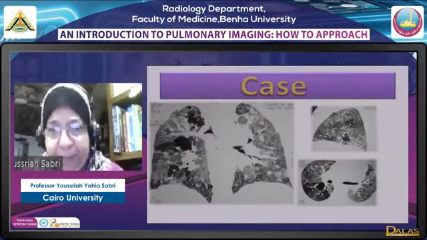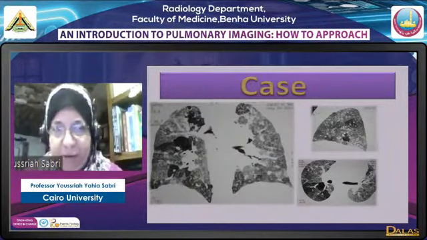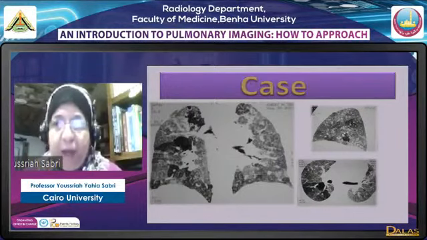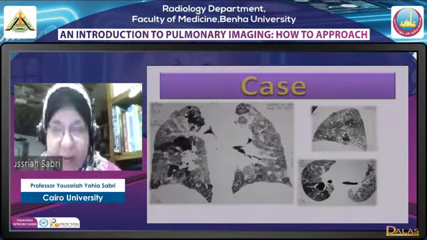What do we have here? We have a bilateral disease with a mosaic pattern. What's mosaic pattern? Mosaic pattern is when we have intermingled ground glass and opacities. What does intermingled mean? Together.